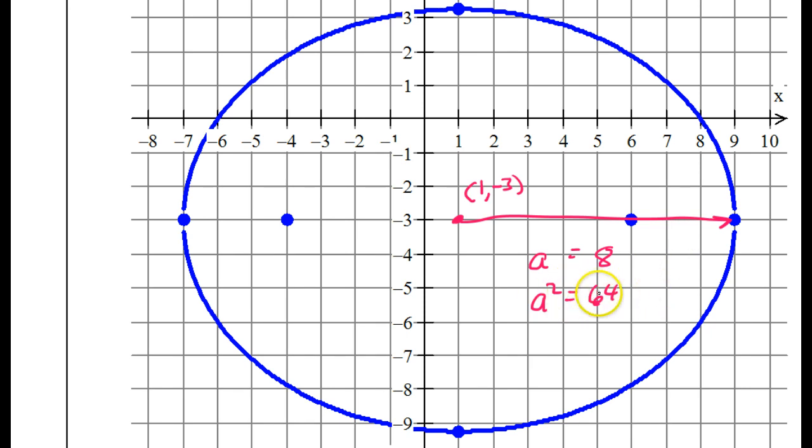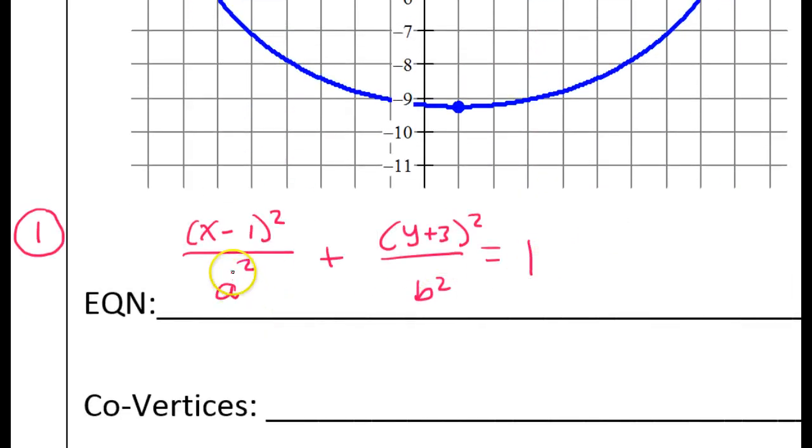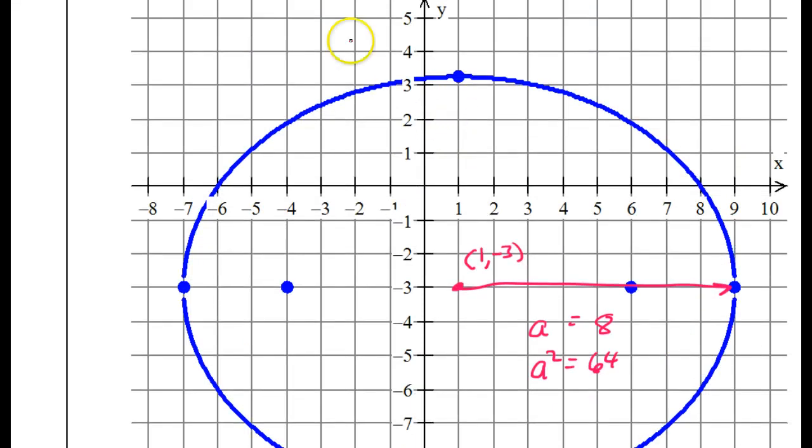So notice that this is a horizontal 8. So I'm going to put this 64 in with the x term. So this is my denominator, 64. All right, I don't know why it's dropping down like that, but you get the idea. If it's a vertical, then I put it with the y term.